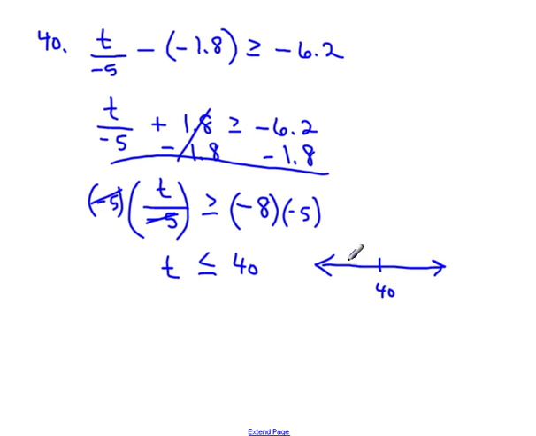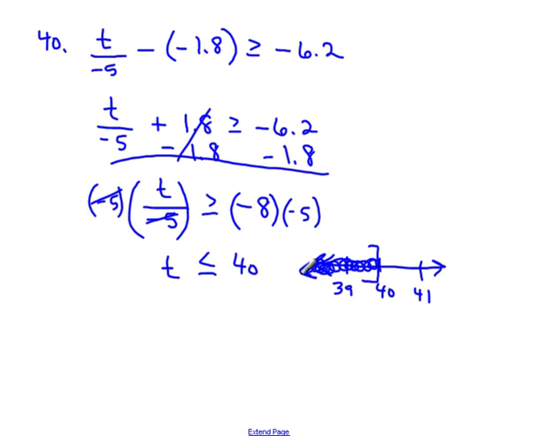I'll put 40 in the center. 39 is less than, so it's on the left. 41 is greater than, it's on the right. Look to your inequality symbol. It does have an equal sign, so I will use a bracket. It's less than, which means shade to the left. So a bracket on the 40, shade to the left.